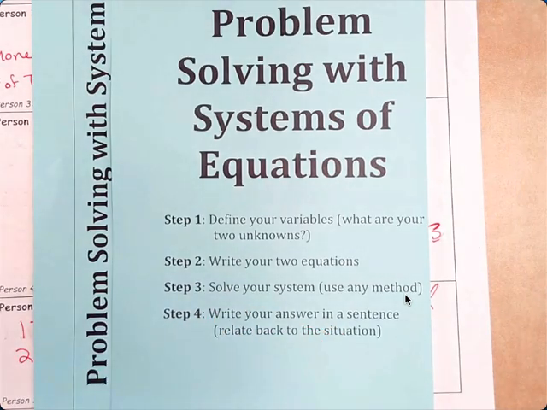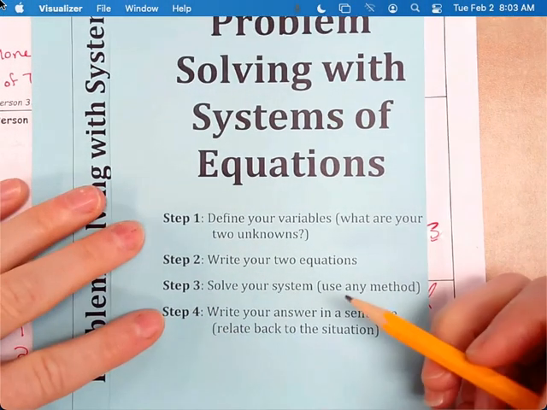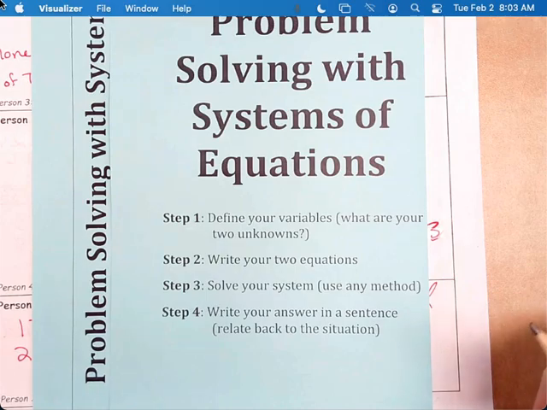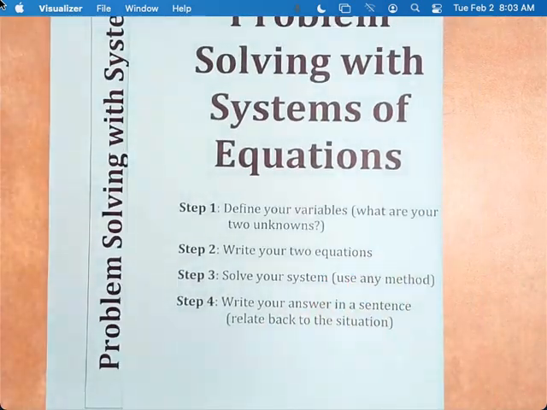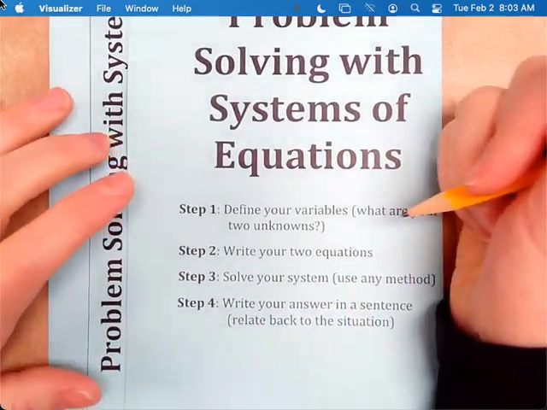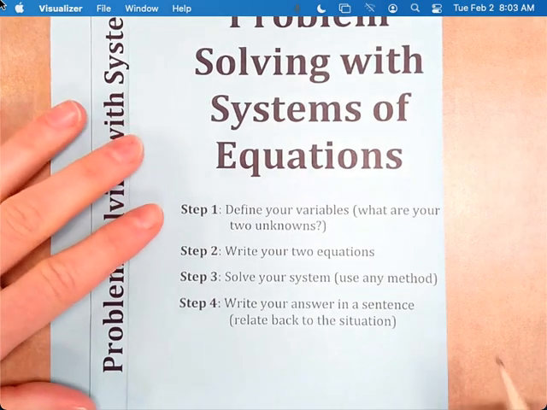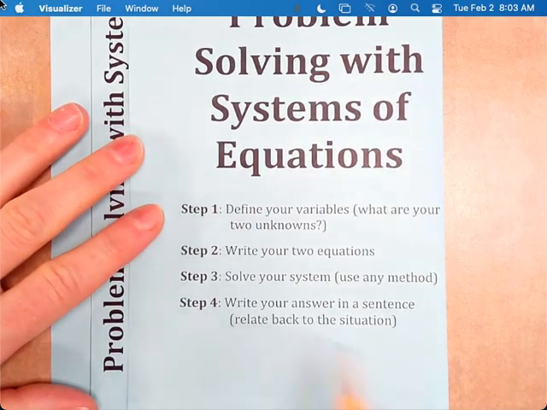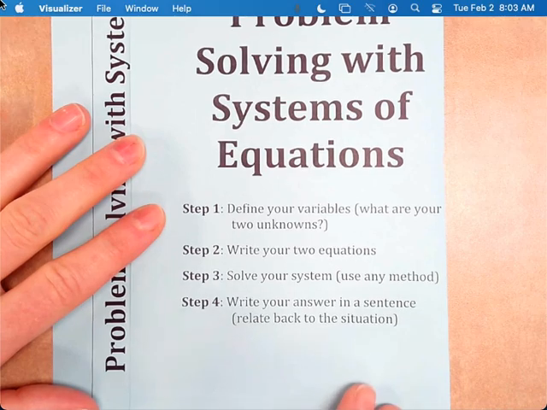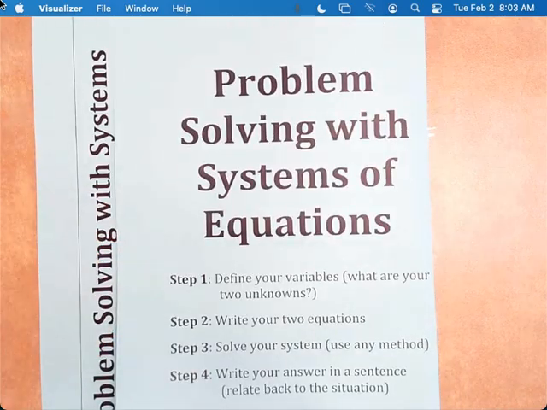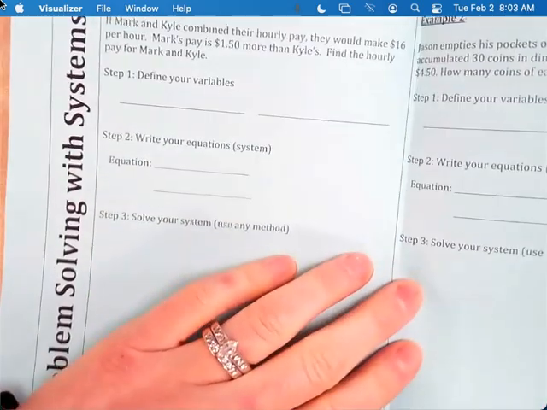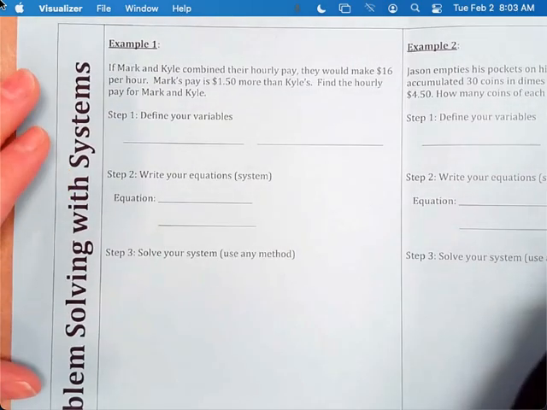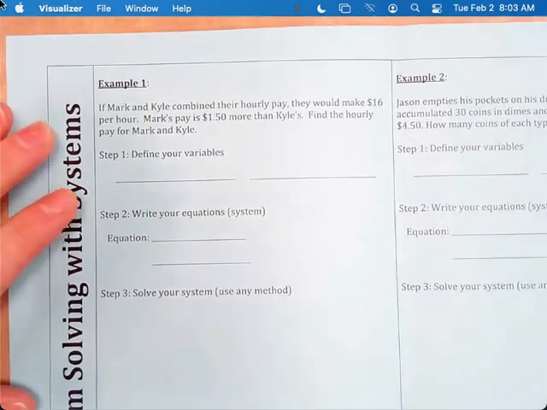Problem solving with systems of equations. Step 1, define your variables. What are your two unknowns? Step 2, write your two equations. Step 3, solve your system using any method. And step 4, write your answer in a sentence. Relate back to the situation. So we've gone over all these steps. This is just more of an outline of it. So let's look at our first example.